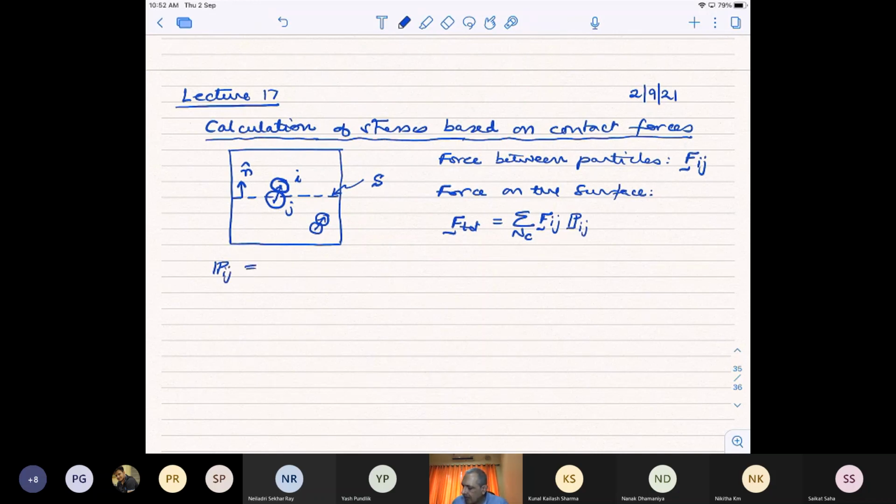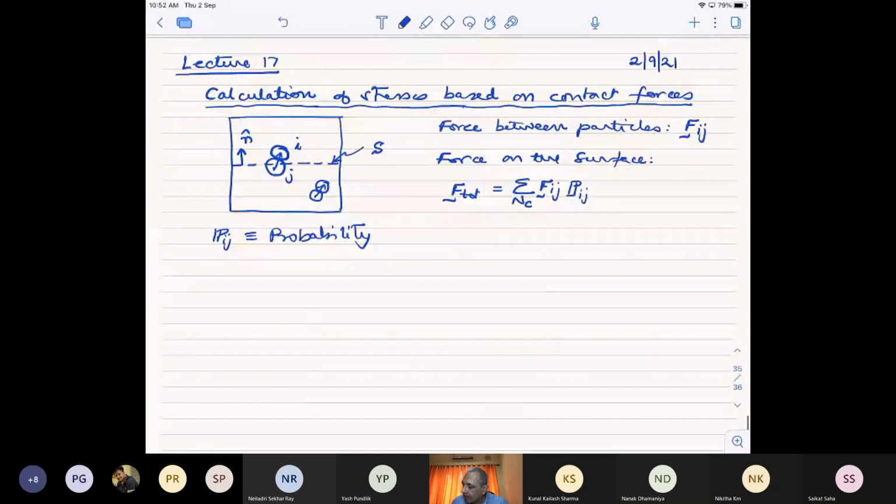where Pij is the probability that Xij crosses the surface. Where of course we know from earlier things that Xij is nothing but Xi minus Xj. So that vector joining the centers of the two particles should cross the surface. So this is the probability.